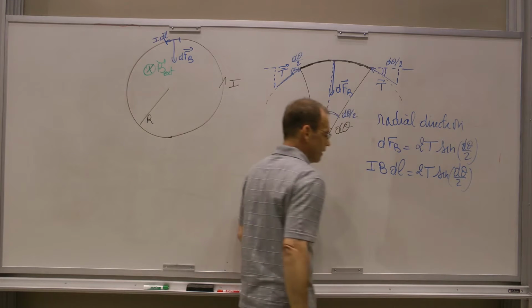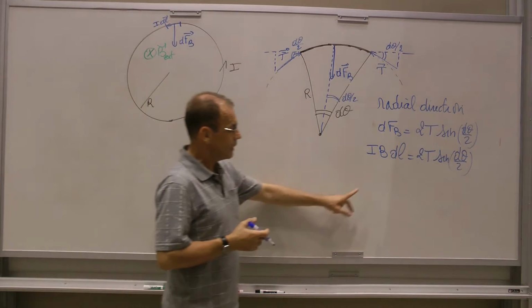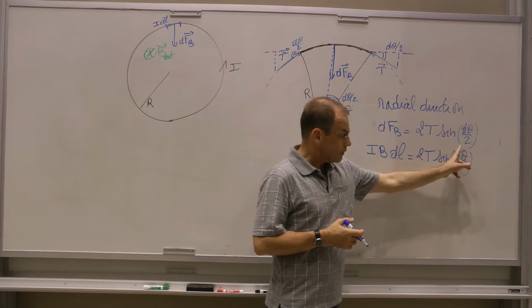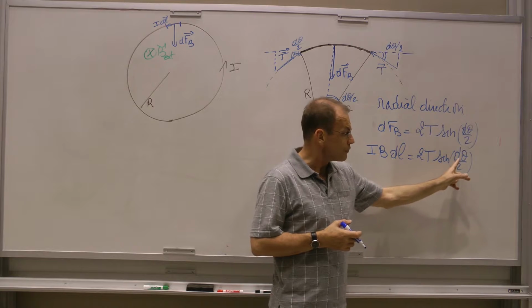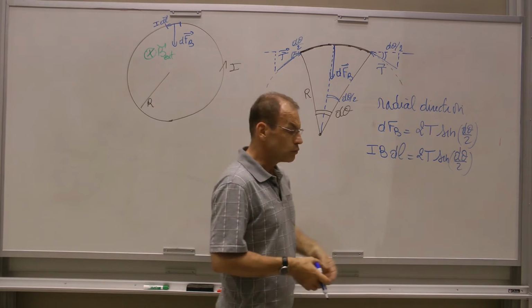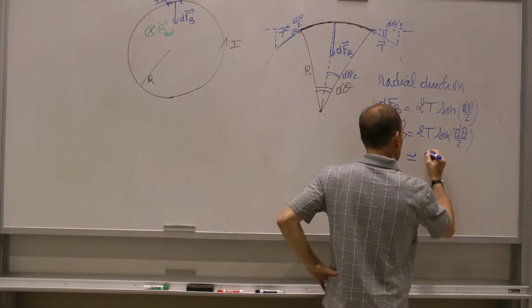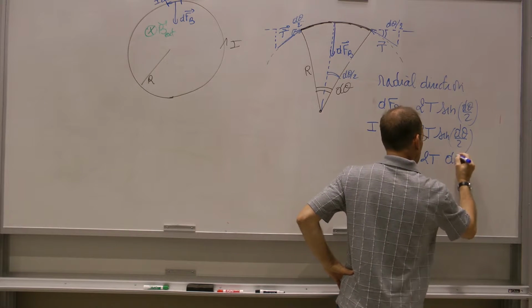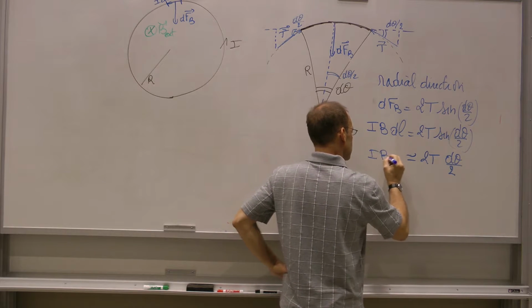So how do we deal with that? Well, since we're working with infinitesimals, it's fairly easy. This d theta over 2 is going to be an extremely small angle, very close to 0. Sine of a very small angle is more or less equal to the angle when expressed in radians. So this is more or less equal to 2T d theta over 2, and on the other side, IB dl.